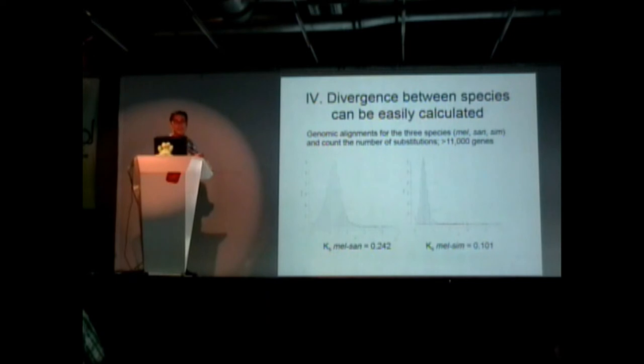Fourth is that the divergence between species can be calculated at a very precise level. The way to do that was to make genomic alignments of the two species and calculate the number of non-synonymous substitutions between melanogaster and simulans. In this case, it's 0.1. And between melanogaster and santomea, in this case, it's 0.24.